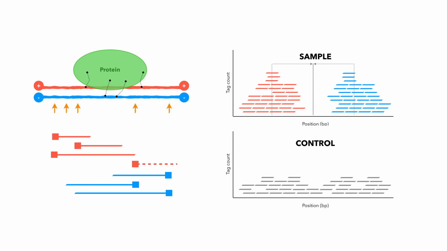ChIP sequencing is most often performed with single-end reads, and ChIP fragments are sequenced from their 5' ends only. This creates two distinct peaks, one on each strand with the binding site falling in the middle of these peaks. The distance from the middle of the peaks to the binding site is often referred to as the shift.